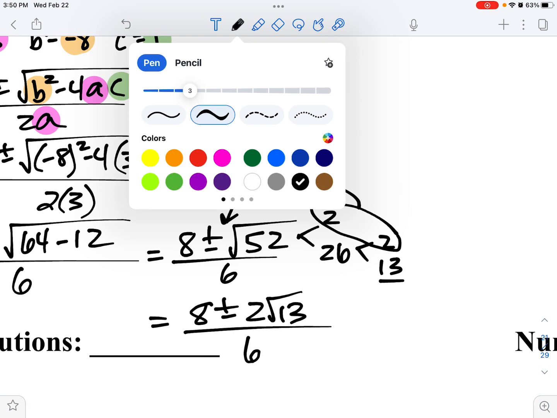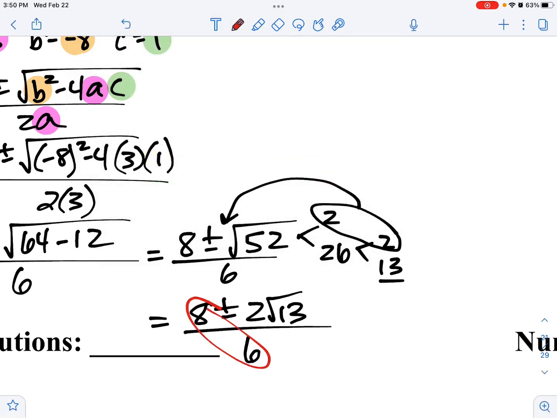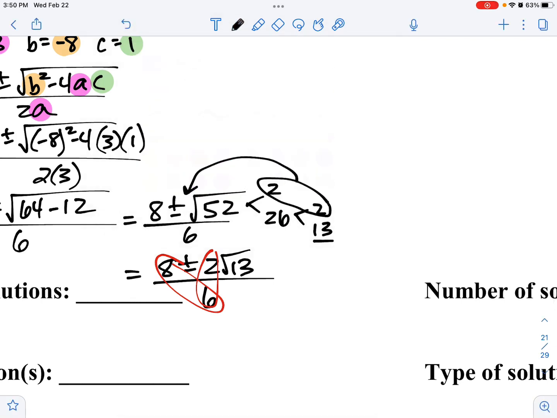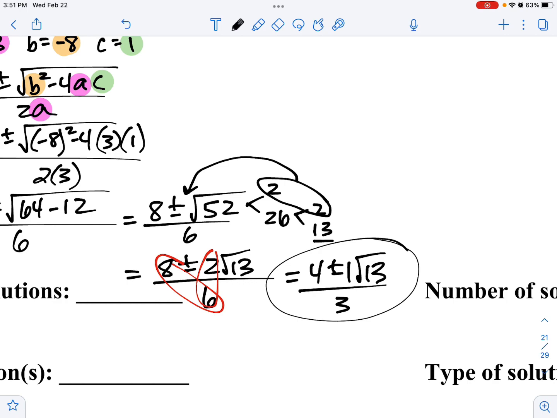And now let's see if we can reduce using the heart method. I can divide all 3 of those numbers by 2. So if I divide the 8 by 2, I get 4. If I divide the 2 by 2, I get 1. Don't really need the 1, but I'm going to put it there anyway. And if I divide the 6 by 2, I get 3. There's my final answer, okay?